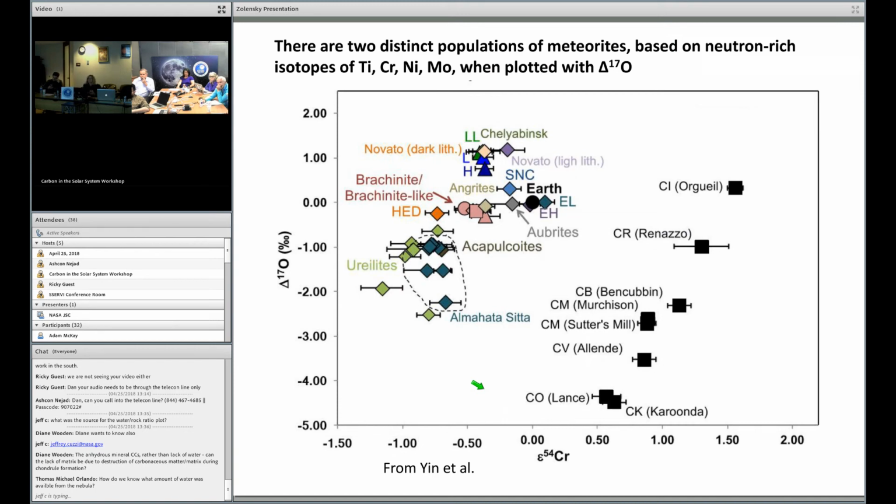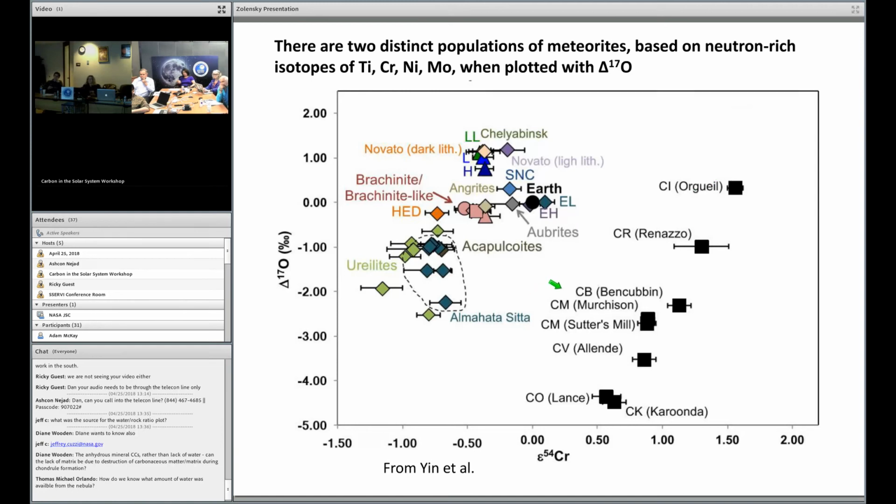So here's a recent thing you may have seen at LPSC. People are looking at neutron-rich isotopes of titanium, chromium, nickel, and molybdenum. When you plot those against the heavy oxygen, here versus here, this is a plot just of one of these. This is chromium-54 excesses. What you see is that meteorites seem to follow one of two trends. Almost all the meteorites are here, but all the C chondrites are over here, which is very interesting. And if you look, based on Dan's talk before, you'll see a progression of wetter and wetter, more carbon-rich as you go in this direction here.